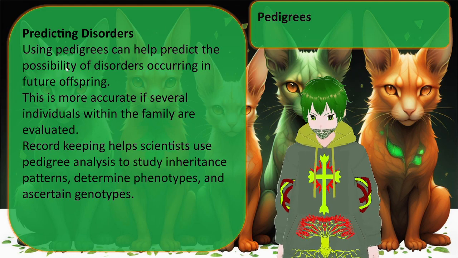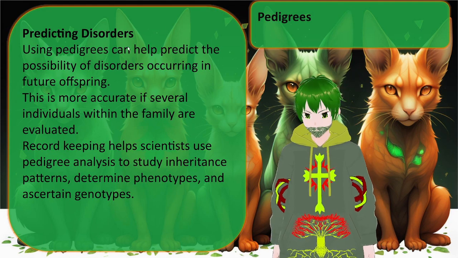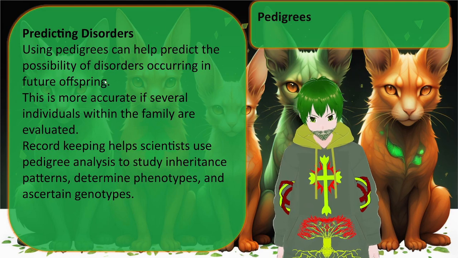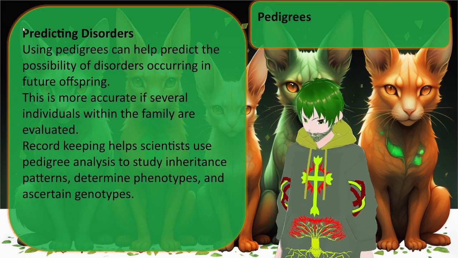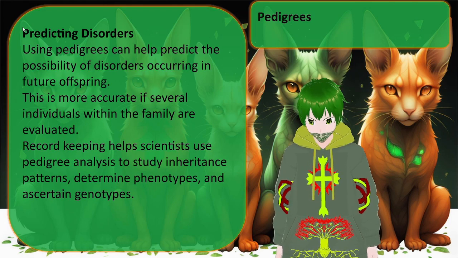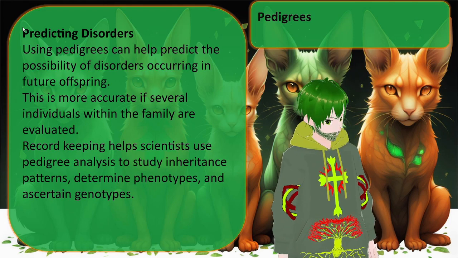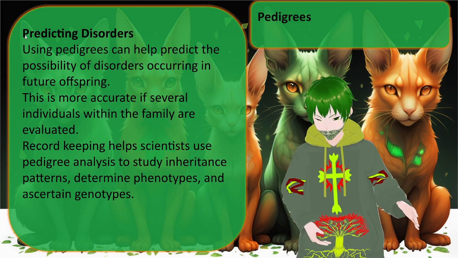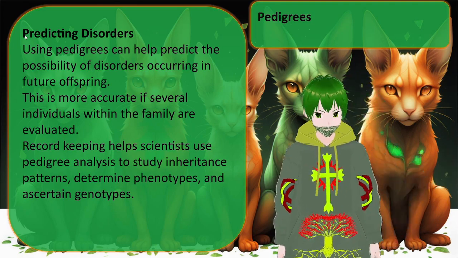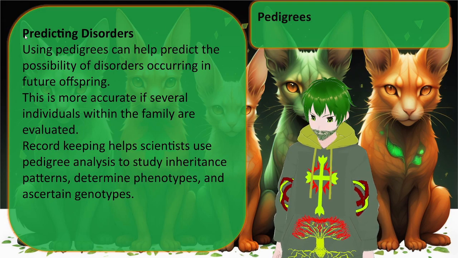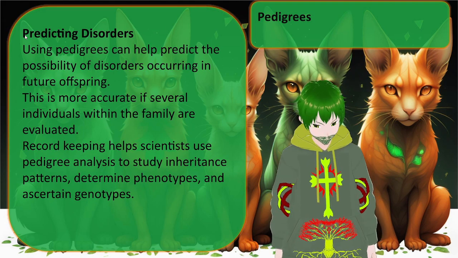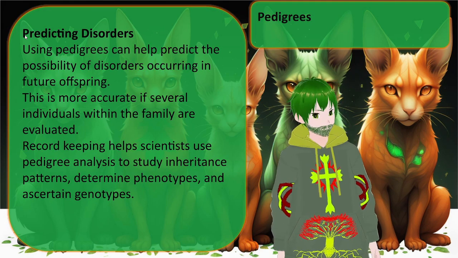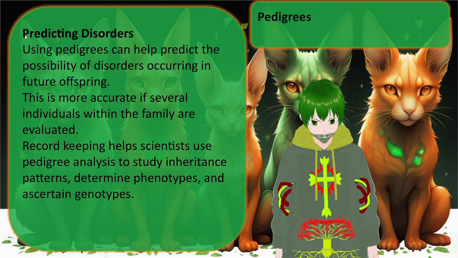And so you can predict disorders as well if you know the pedigrees of individuals. Because again, if you know that two people are heterozygous carriers, you can predict 25% of the children will have the disease. If you know for sure that one person is absolutely free of the disorder, homozygous dominant, then none of the kids are going to have the disorder.